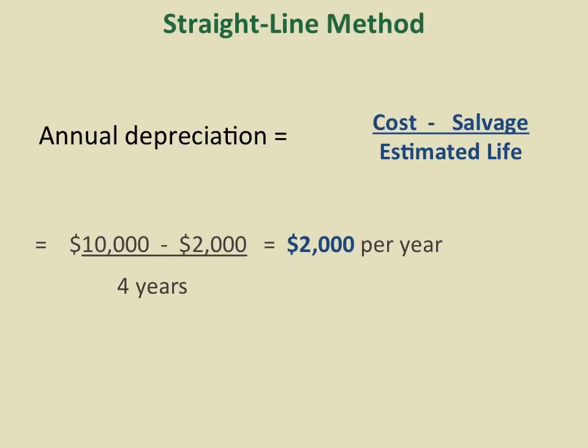The second method we're going to demonstrate is the straight line method. Straight line method is the most popular method, and it is very easy to calculate. Every period depreciation equals the cost minus salvage value, which is the total depreciable cost, divided by the estimated life. For this particular case, the historical cost is $10,000, salvage value is $2,000, estimated life is 4 years. So every year we're going to depreciate exactly the same thing, $2,000.